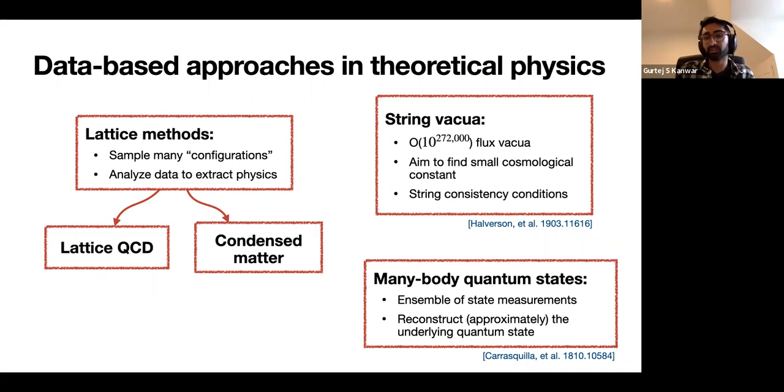And similarly, in the world of many-body quantum states, just one particular example of something that we might be interested in is taking an ensemble of state measurements and doing quantum tomography to reconstruct some underlying states. So then you have a large data set of measurements, and from that somehow you want to abstract and find a useful approximation, a useful generalization of the measurements that you've taken in terms of some quantum state representation. And of course, there are several other applications in theoretical physics that really are data-based approaches. It's not just a purely analytic calculation.